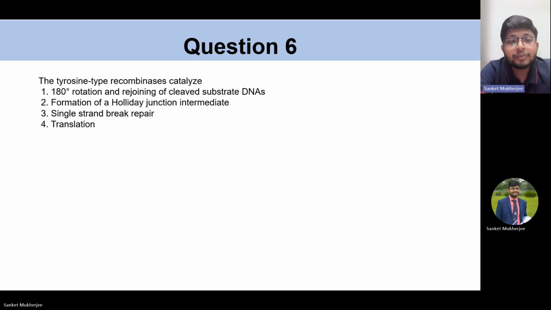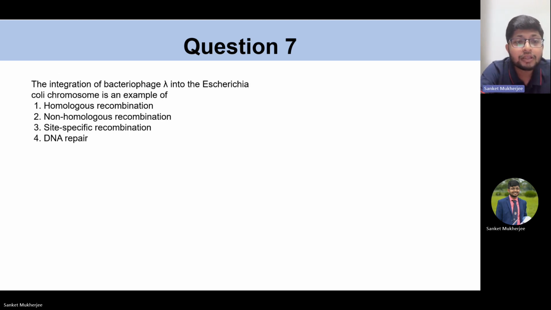A tyrosine type recombinase catalyzes formation of Holliday junction intermediate. We already said that it's a characteristic of tyrosine type recombinases. The integration of bacteriophage lambda into E. coli is an example of which of these: homologous recombination, non-homologous recombination, site-specific recombination, or DNA repair? The answer to this question is site-specific recombination.